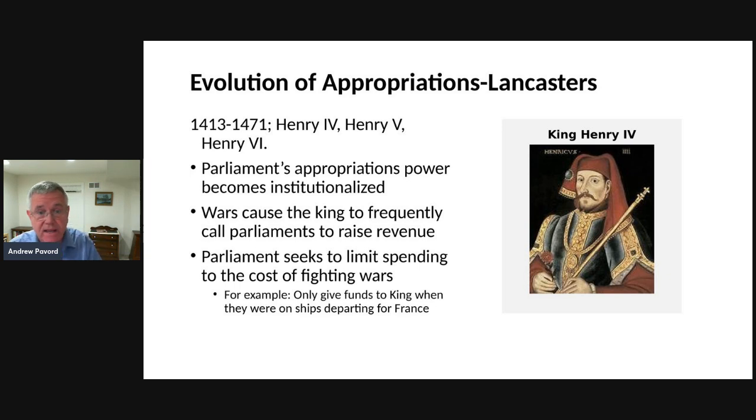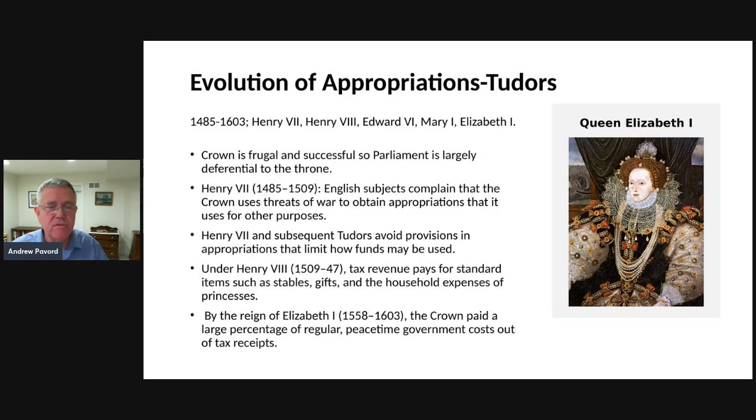For example, they would only physically give the money. And remember, this is back, there's no digital currency back then. It's gold, it's coins. They would only physically give it to the king when he would get on the boat to go off to war. So they're controlling expenditures, or at least trying to. But then came the Tudor period with the famous kings, Henry VII, Henry VIII, and Elizabeth I.